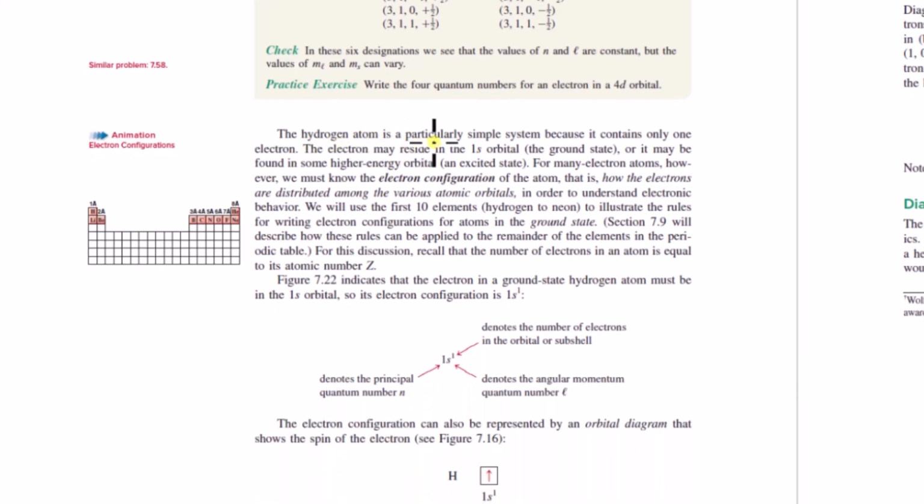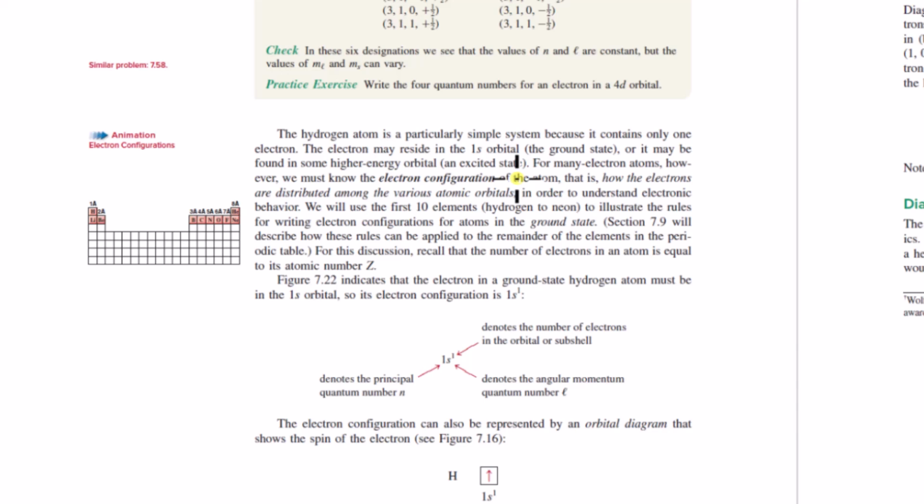The hydrogen atom is a particularly simple system because it contains only one electron. The electron may reside in the 1s orbital, the ground state, or it may be found in some higher energy orbital, which would put it in an excited state. So just note that. Don't get so used to thinking about electron configurations as just the ground state of an atom. For the hydrogen atom, yes, in general, if you're just looking at a periodic table and you see the hydrogen atom, you think you have that one electron in the 1s orbital. But that electron can jump to an excited state, to theoretically any higher energy orbital.